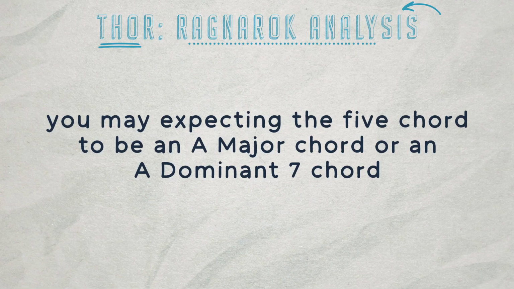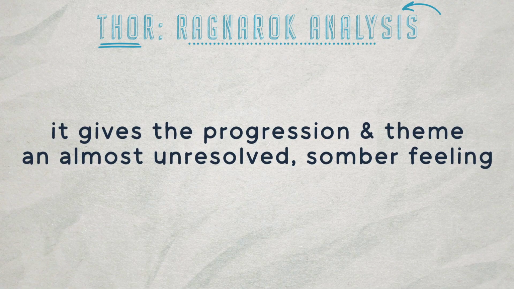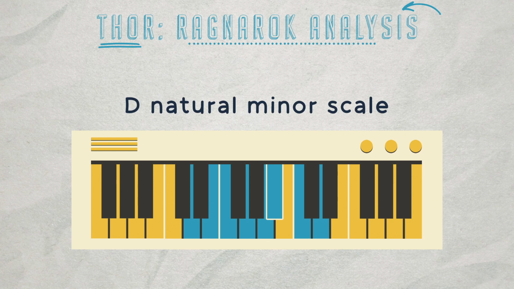You may be expecting the 5 chord to be an A major chord or an A dominant 7 chord because this is common in all types of music. It's not rare to use a minor 5 chord, but it is a little unexpected. It gives the progression and theme an almost unresolved, somber feeling. It's definitely less aggressive than if the composer chose to use a dominant 7 chord. And that's because the theme is using the D natural minor scale.